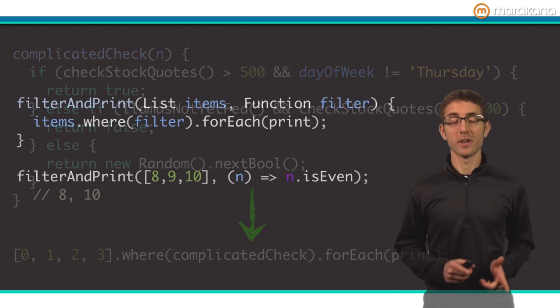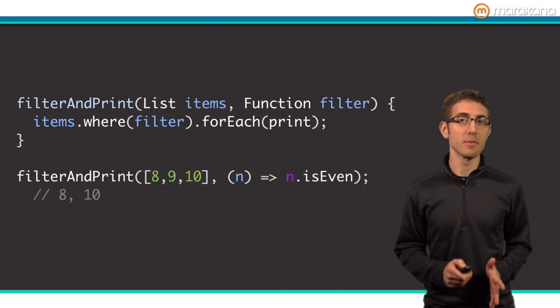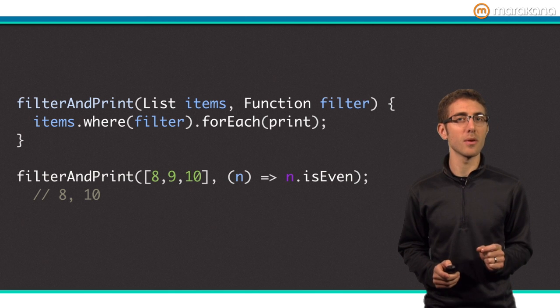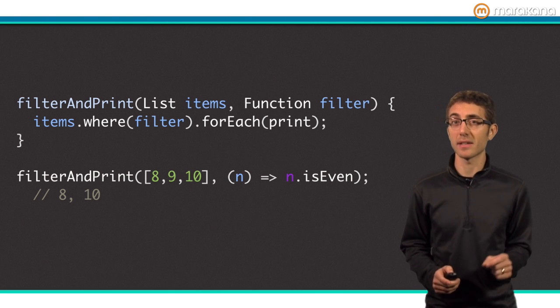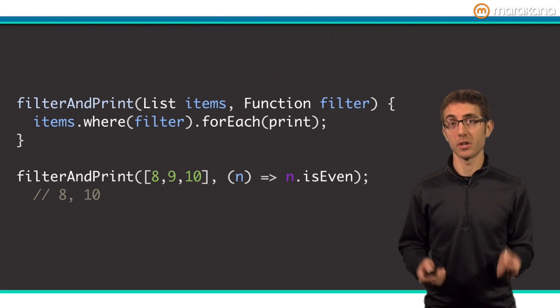You can define your own functions that take functions as parameters. Here's an example. Notice how the second parameter is annotated as the type function. This code works, but it doesn't tell you much about what the filter function should expect in terms of arguments or what it should return. All we know is that it's a function.